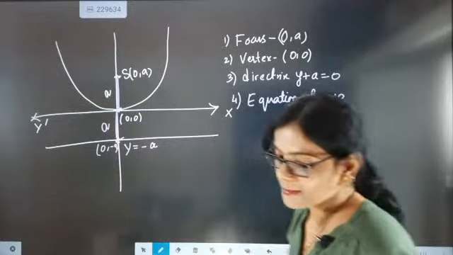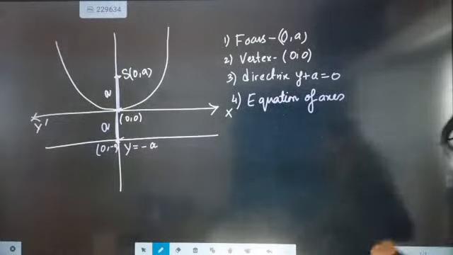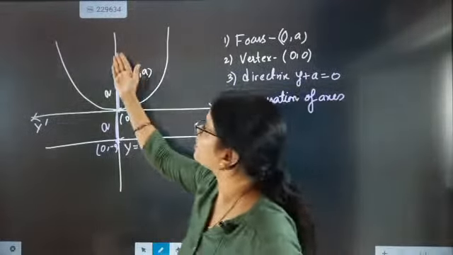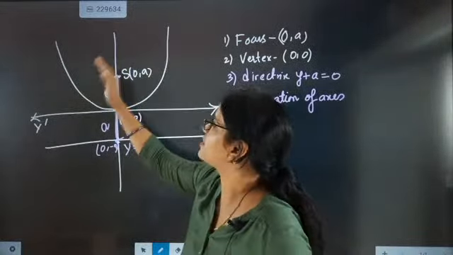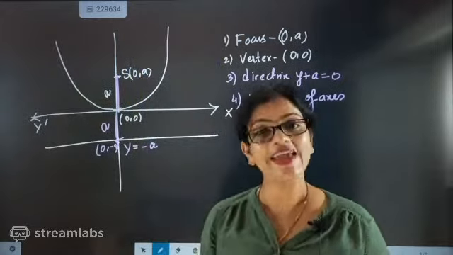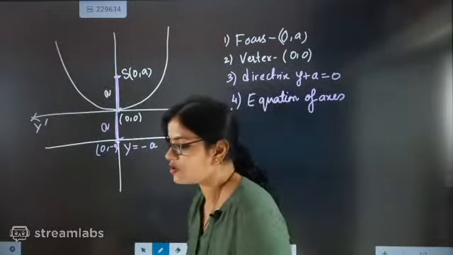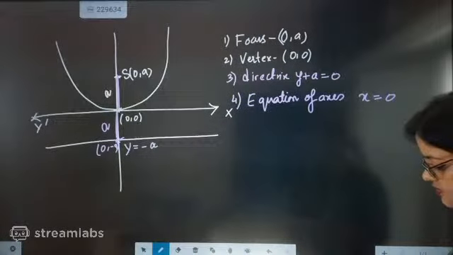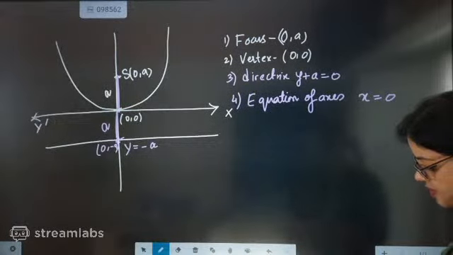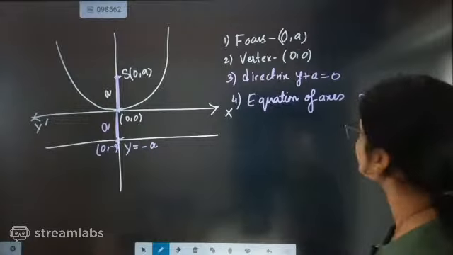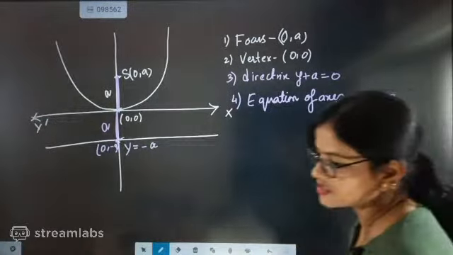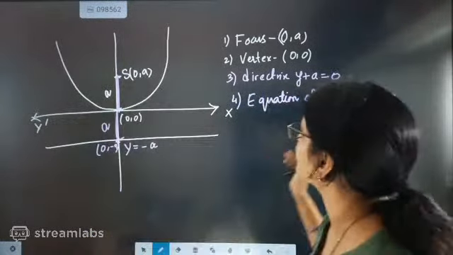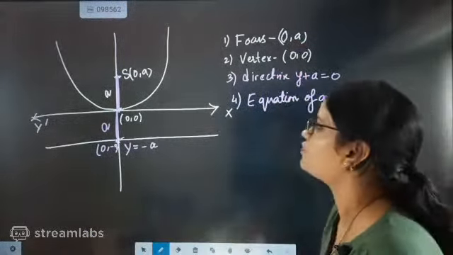Now look here. Equation of axis. Here the equation of axis will become x equal to 0, because the curve is exactly symmetric about the y-axis. On the y-axis the x value will become 0, so the equation of axis is x equal to 0. So 1, 2, 3, 4 we got.